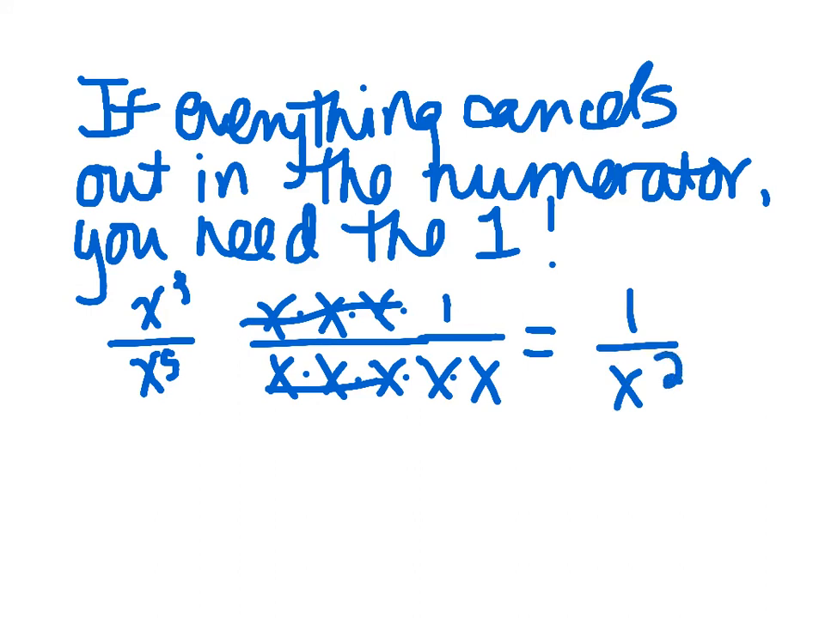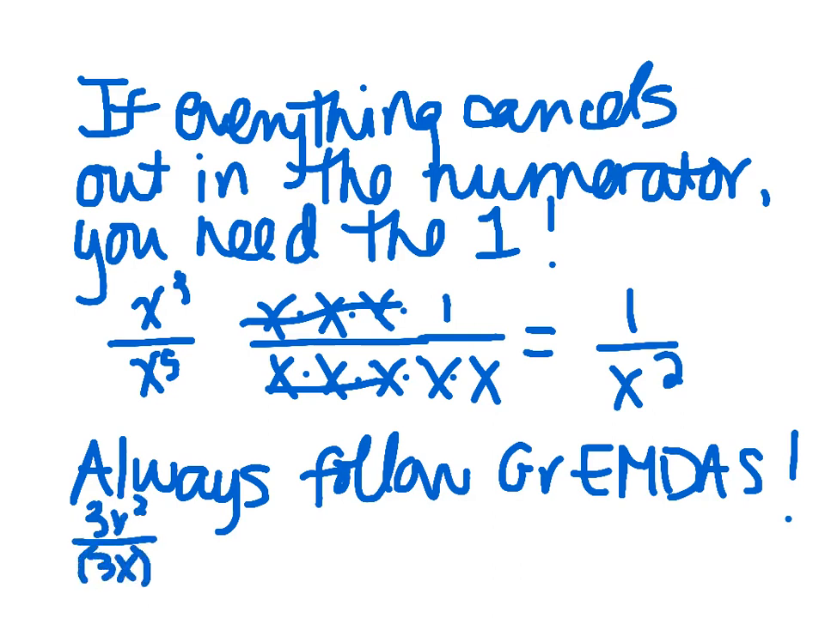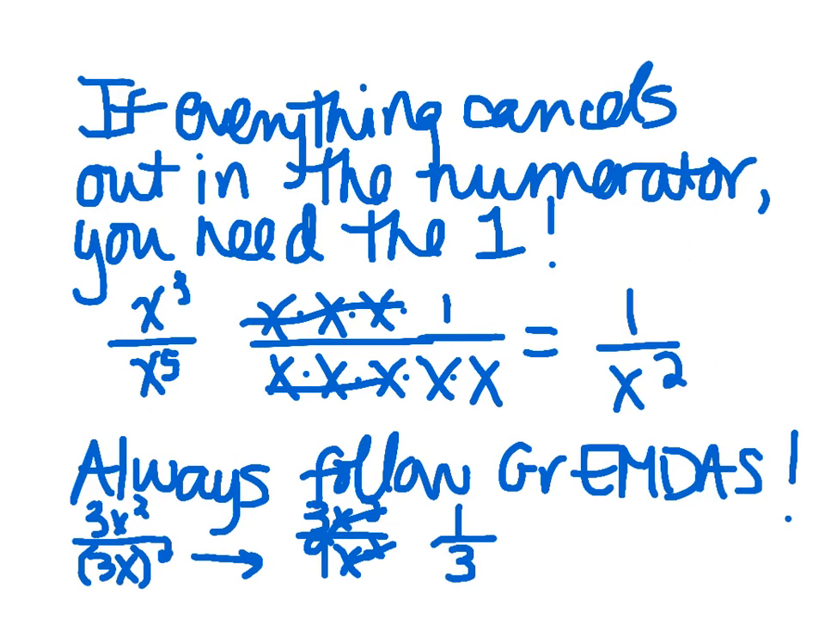And the other thing that you just need to keep in mind is always follow Gremdas, which means exponents first. So if I have, I don't know, 3x squared over 3x squared, before I can do this problem, I need to simplify the denominator so that it is 9x squared. And the top is 3x squared. These cancel out. 3/9 reduces to 1/3. And that's it for today.